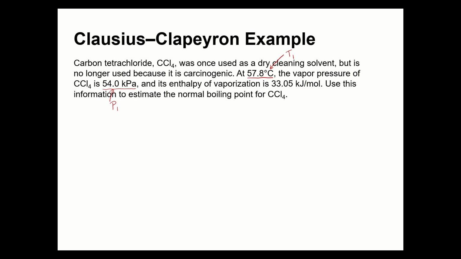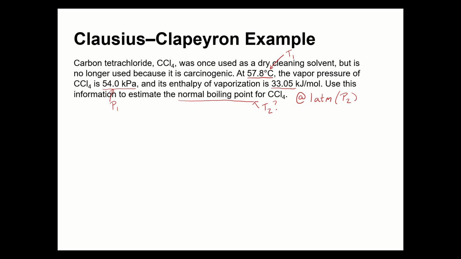And they give us the delta H value, the enthalpy of vaporization is 33.05. Use this information to estimate the normal boiling point for carbon tetrachloride. Okay, so if they're asking for the normal boiling point, they must be asking for the temperature. So they're asking, what is T2? And the reason that we know that is because based on the definition of the normal boiling point, that has to be at 1 atm. Okay, so that's going to be our P2.